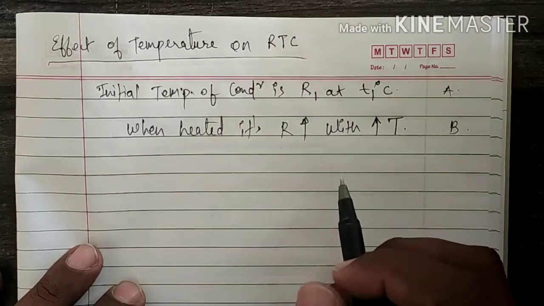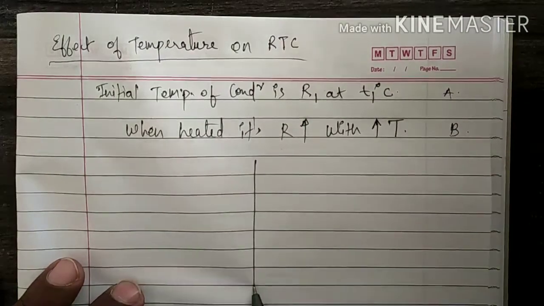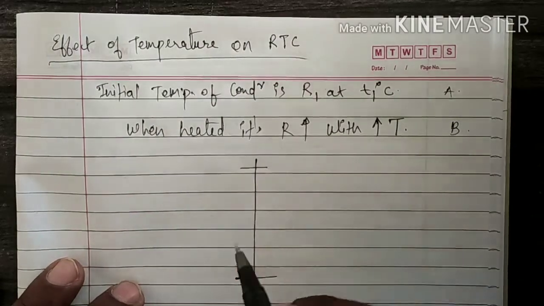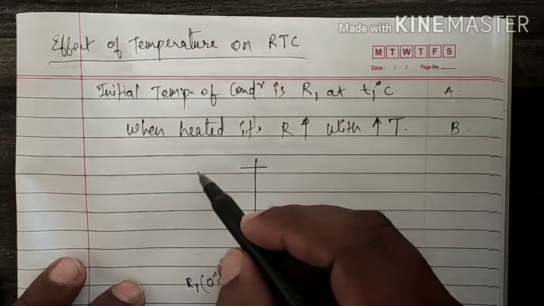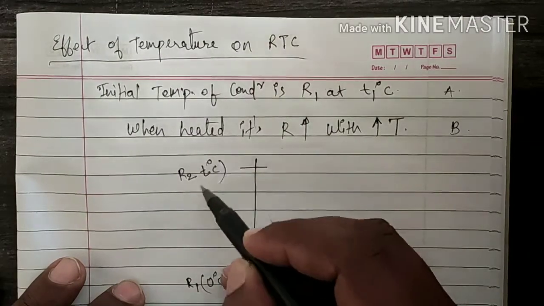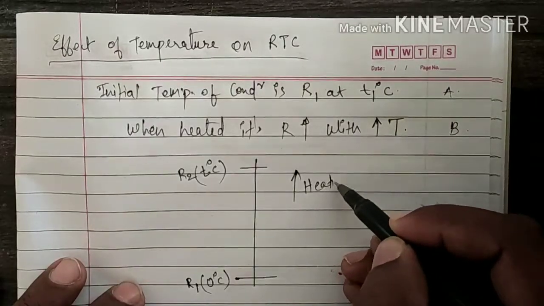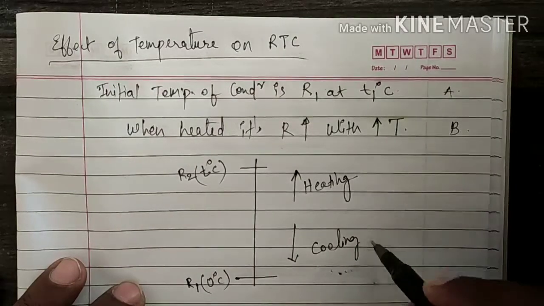So this is the diagram. Let's suppose this is one point and this is another point. This is at R1. It has a resistance R1 at 0 degree Celsius. Initially it will be at 0 degree Celsius, and suppose here is R2 at T degree Celsius, at a certain degree Celsius. So in this direction heating is there, and in this direction cooling is there.